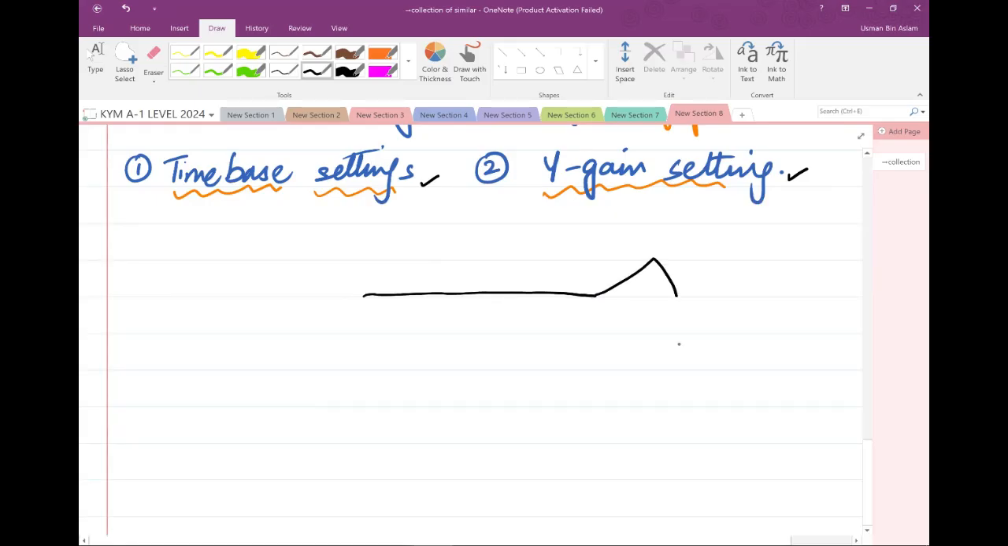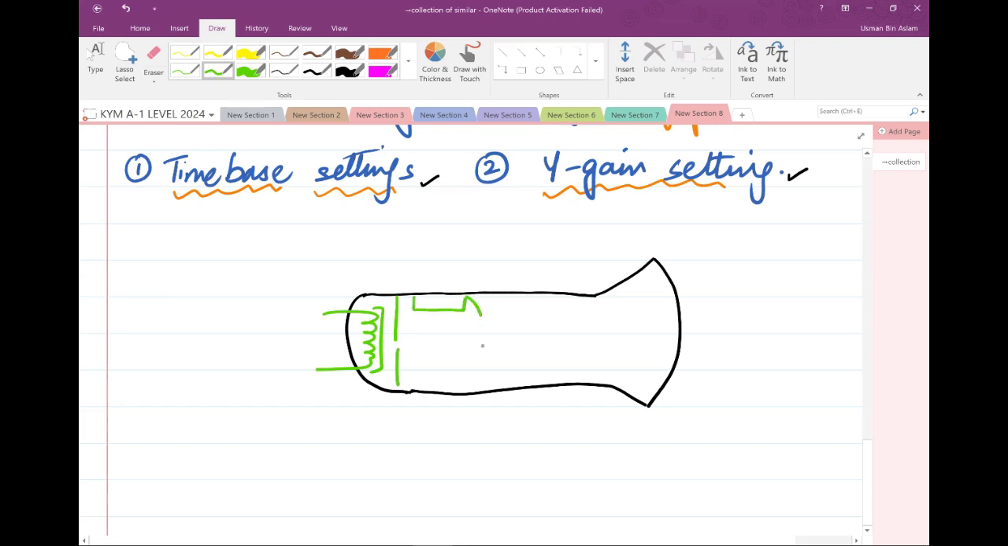This is what a CRO looks like. A CRO is going to have three major parts. First is an electron gun. The electron gun has many parts. I'll show you.